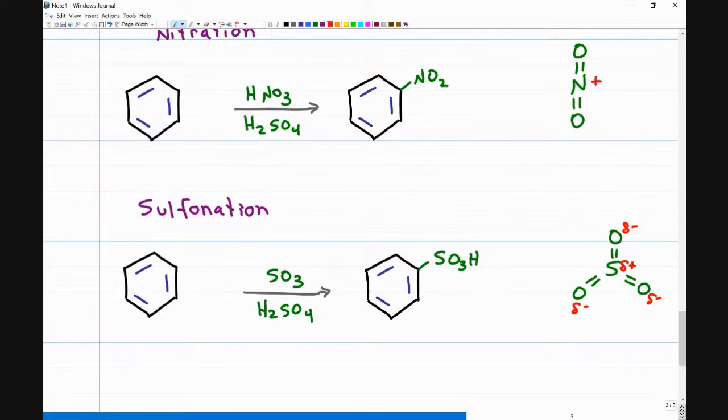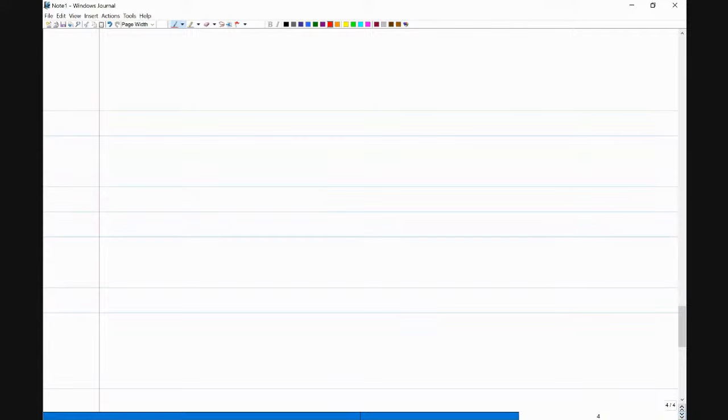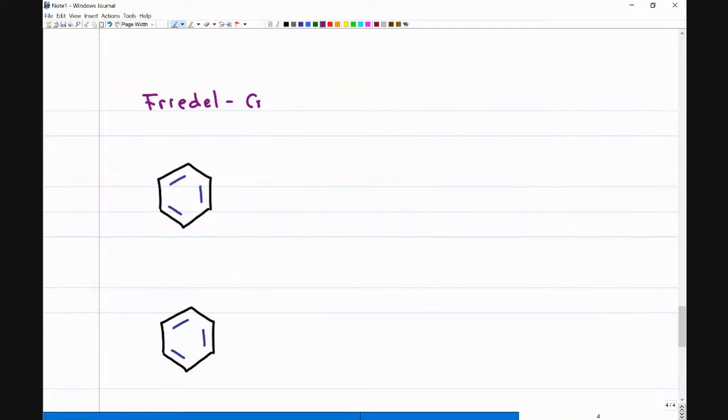And let's continue. The next reaction, or reactions, I want to show them to you together because everything about the mechanism is pretty much the same. The only difference is that one has a carbonyl and one does not. And that is the Friedel-Crafts reactions, where the first one is an alkylation and the second one is acylation. What is the difference between an alkyl and an acyl group?